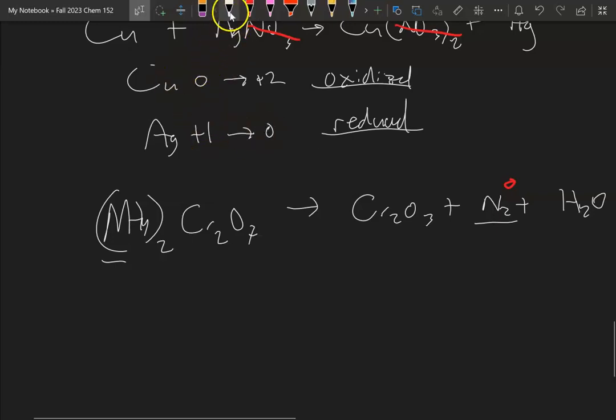Now, the second thing I noticed is that this chromium has 7 oxygens, and then on the right hand side it's reduced down to 3 oxygens. So something's happening here. So we're going to look at this chromium. Now the oxygen staying the same, there's nothing there that looks like it needs to be addressed.